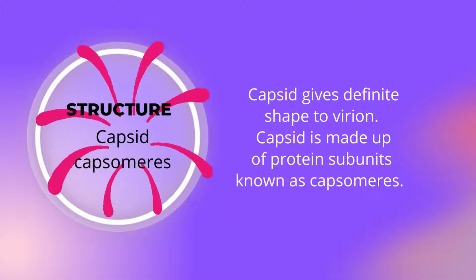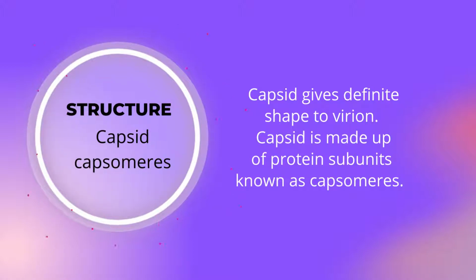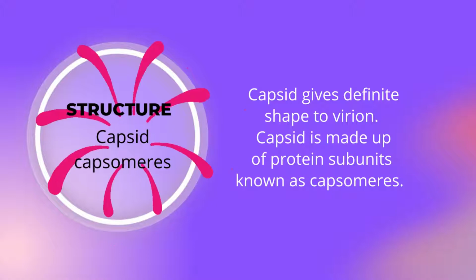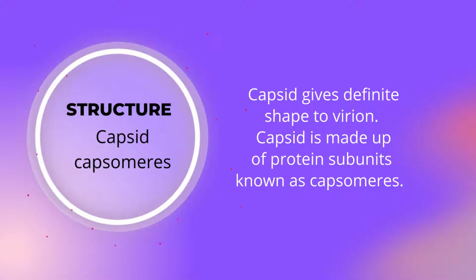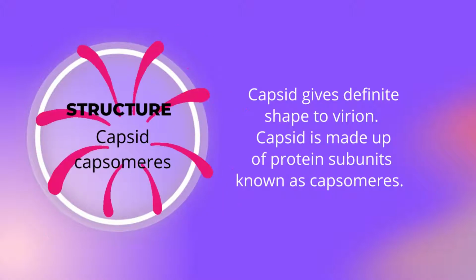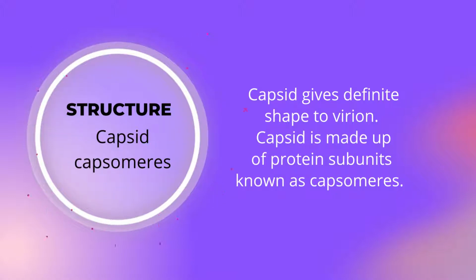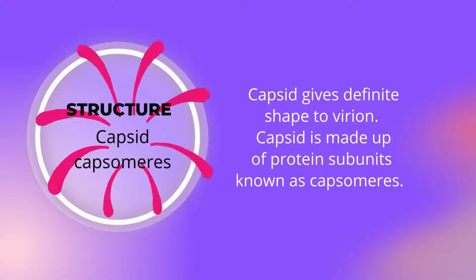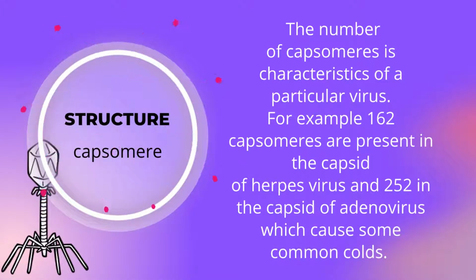Capsid gives definite shape to virion. Capsid is made up of protein subunits known as capsomere. And the number of capsomere is a characteristic of each virus. If we want to identify a virus, we have to know how many capsomeres are present in its coat. The number of capsomere is characteristic of a particular virus.